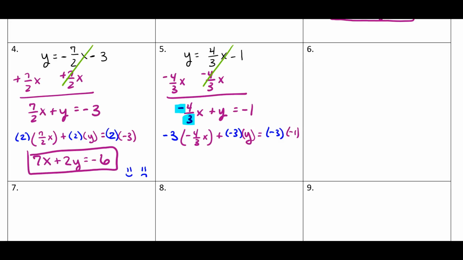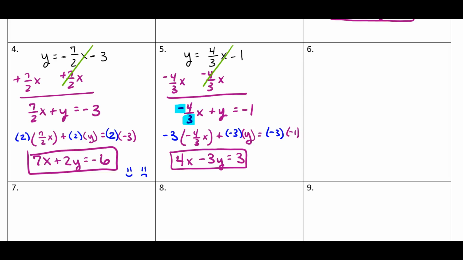So that's going to give us negative 3 times negative 4/3 is 4x minus 3y equals positive 3. So now we've cleared up the negative on the x term. There are no fractions or decimals. X and y are on the left and the constant is on the right. So that is now in standard form.